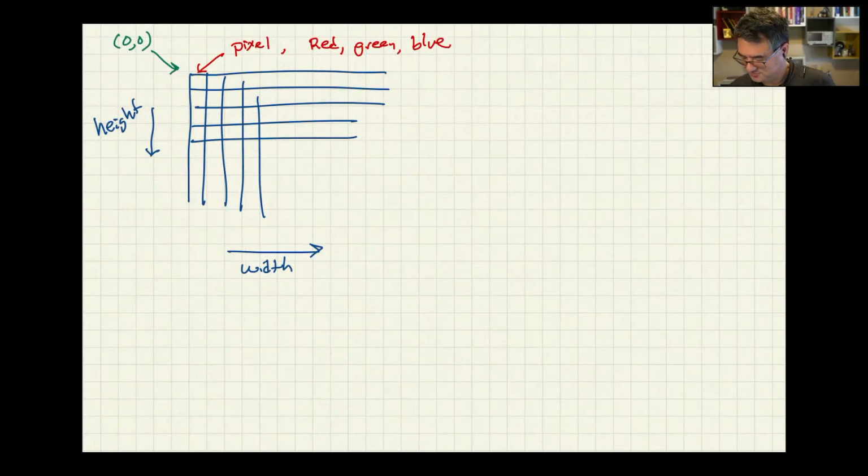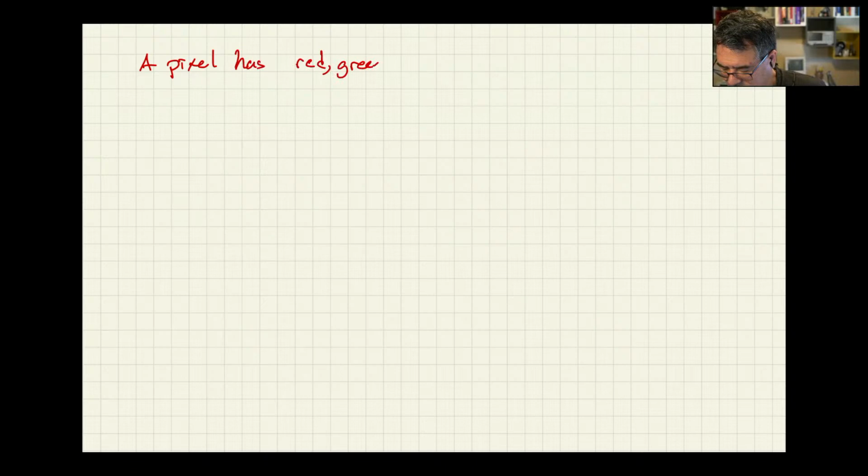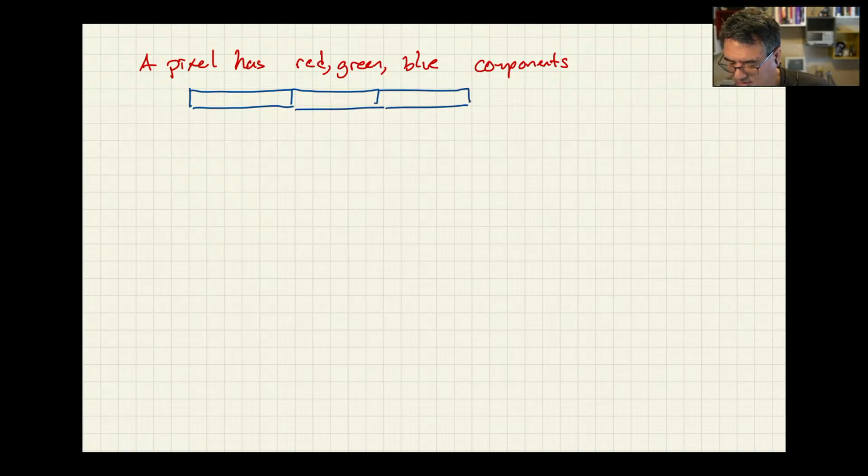So what's going on here? What's going on with that get pixel red, green, and blue? So as I said, a pixel has red, green, and blue components. And they're just simply arranged side by side as a 24-bit number. So this is 8 bits, 8 bits, 8 bits. This one here is red, this one is green, this is blue.